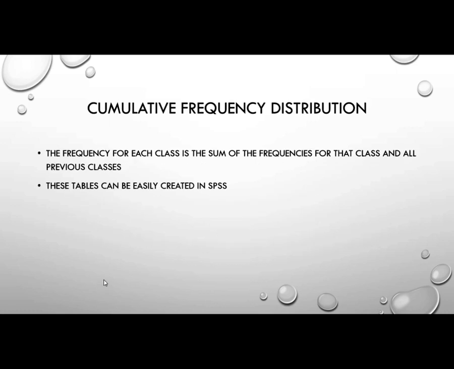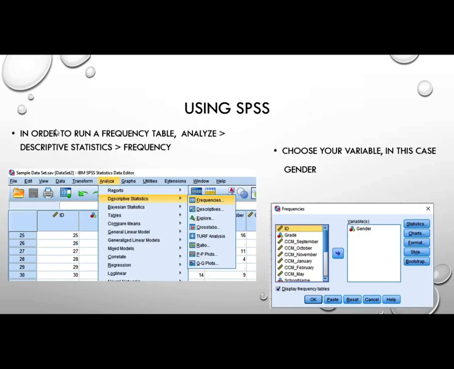The cumulative frequency distribution is the frequency for each class, and it's the sum of the frequencies for that class and all the previous classes. I'll make this clear in just a second when I show it to you in an SPSS output table. So in SPSS, I showed you how to make a histogram, and it starts the same way as making a frequency distribution. What we do is we go into Analyze, which is where most of the things that we're going to do in SPSS start.